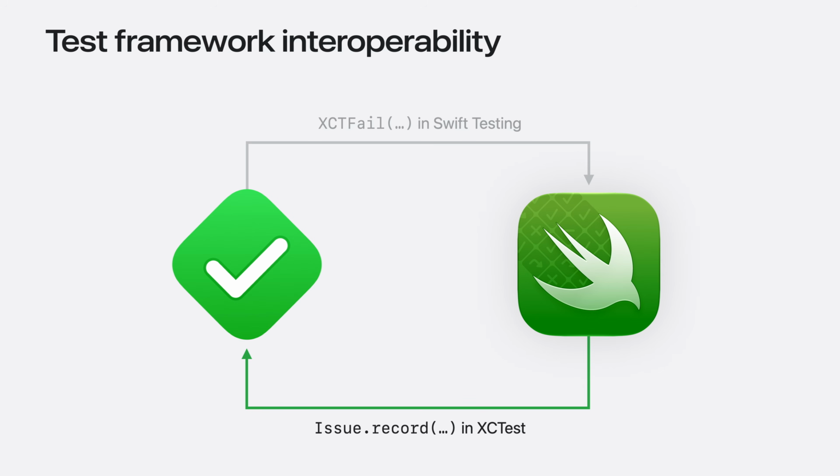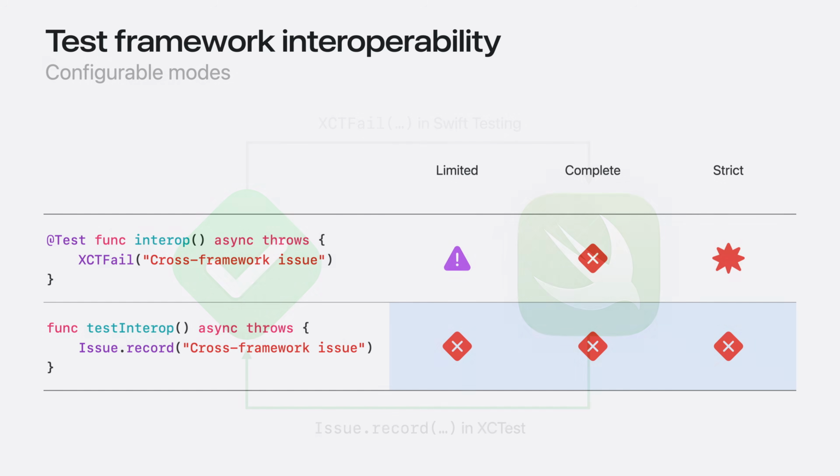That's why interoperability also supports cross-framework issues from Swift Testing. In all modes, those issues remain errors. So you're empowered to call Swift Testing API within tests from both frameworks.